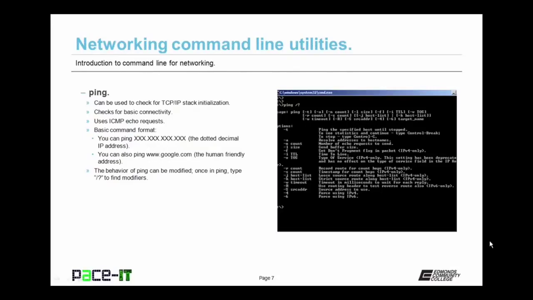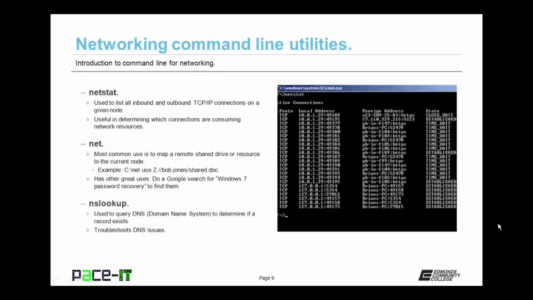The basic command format for ping is ping followed by the IP address in dotted decimal format. You can also use the user-friendly name of a node with ping. So that would be like ping www.google.com. Its behavior can be modified in several ways. You can use the /? after typing in ping to find out what modifiers are available for ping.